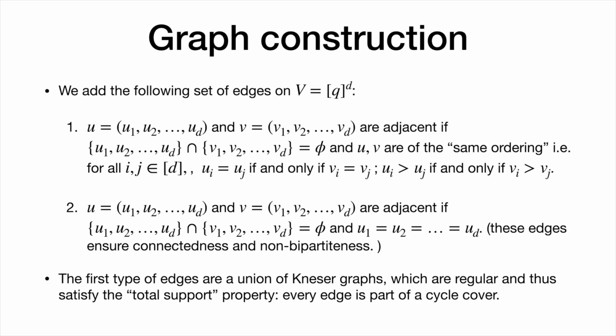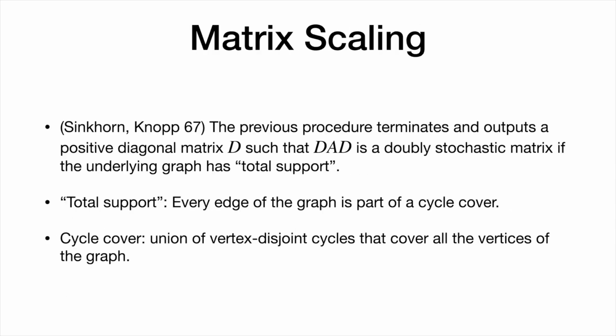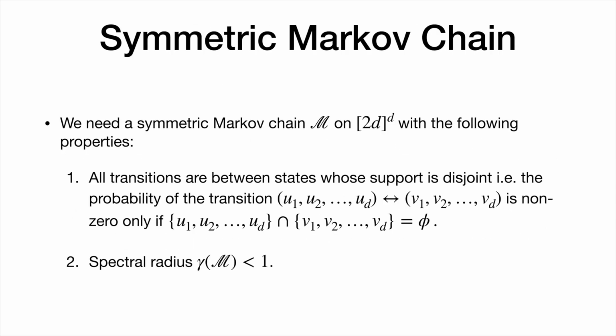And the first property is true because this is a union of condenser graphs, and also after adding even the type 2 edges, the property is still maintained. So since all these three properties are true, once you run the iterative algorithm, you end up with a symmetric Markov chain, which has both the properties that we have mentioned before.